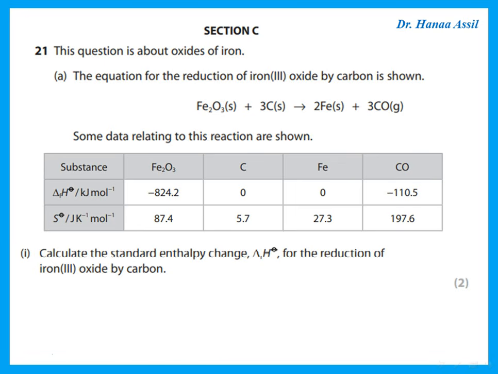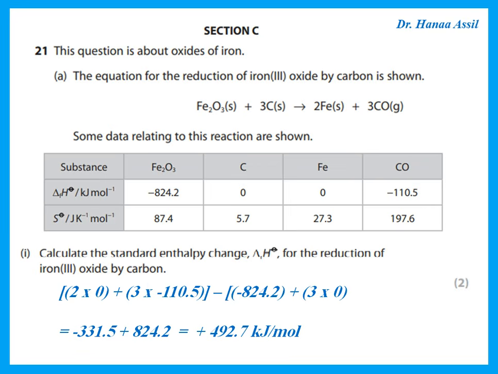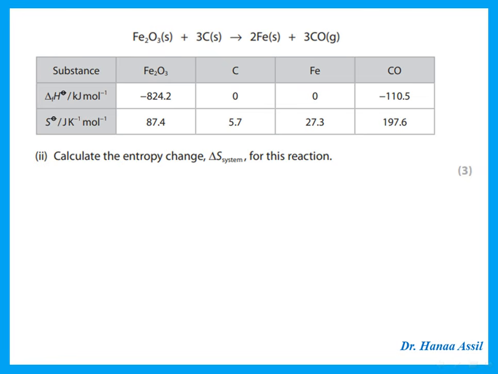Then the next question says the equation for reduction of iron 3 oxide by carbon is shown, and he wants to calculate the standard enthalpy change for the reaction. How do we get delta H of the reaction? You should remember that it is the total delta H of the products minus the reactants. So we have 2 times 0 for the iron, 3 times minus 110.5 for the CO, minus the reactants. This comes out to be a positive number, so please put in the sign.